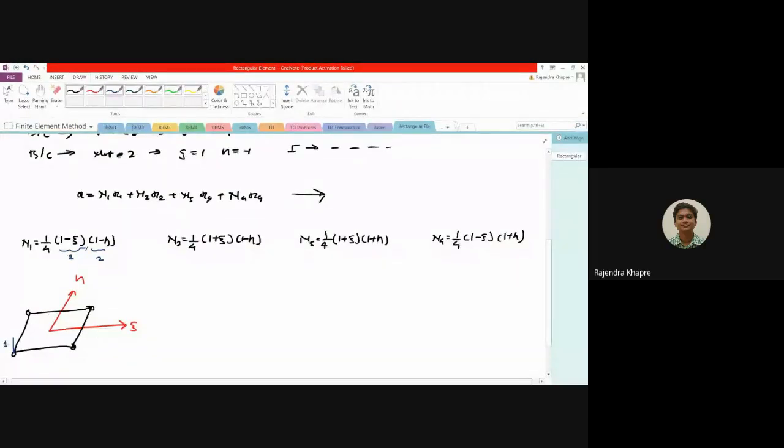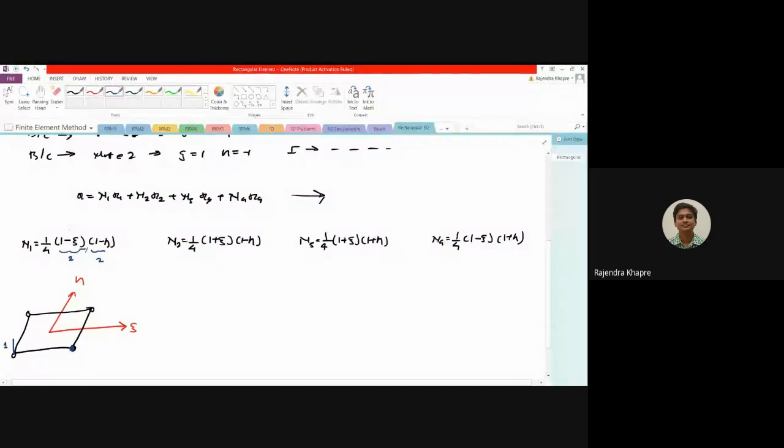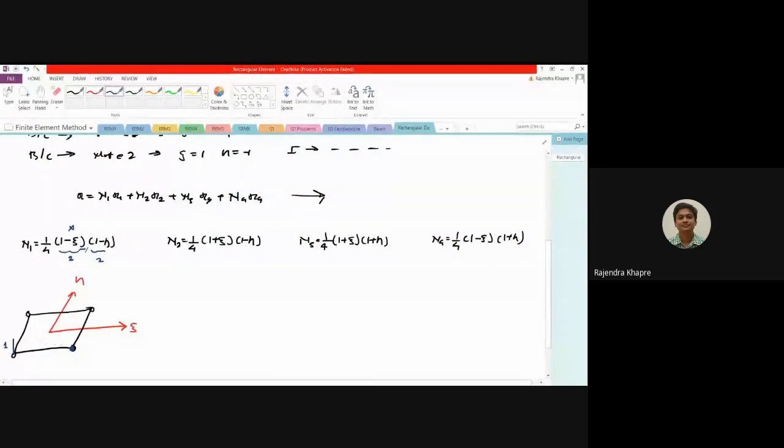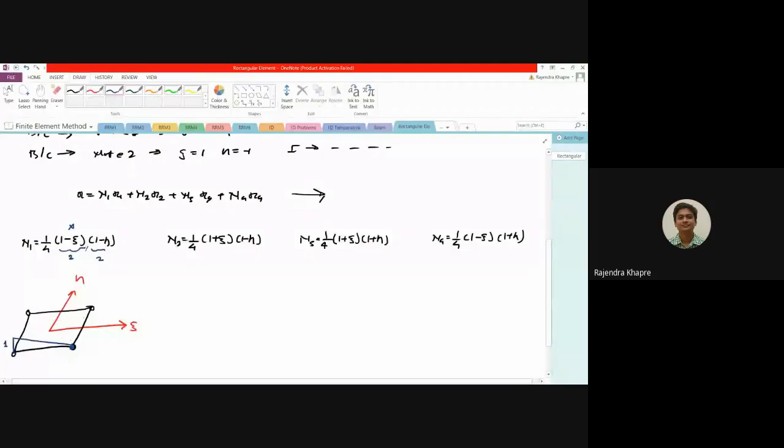If you substitute the values of xi and eta at node number 2, the value of xi is +1. In that case, this component is going to become 0, and as a result you will get a variation like this. Here this value will be 0. Similarly, the value of n1 over here will also be 0, over here also 0, and over here it will be like this. So as a result, you are going to get a plane kind of structure. This particular shape shows the variation of n1.